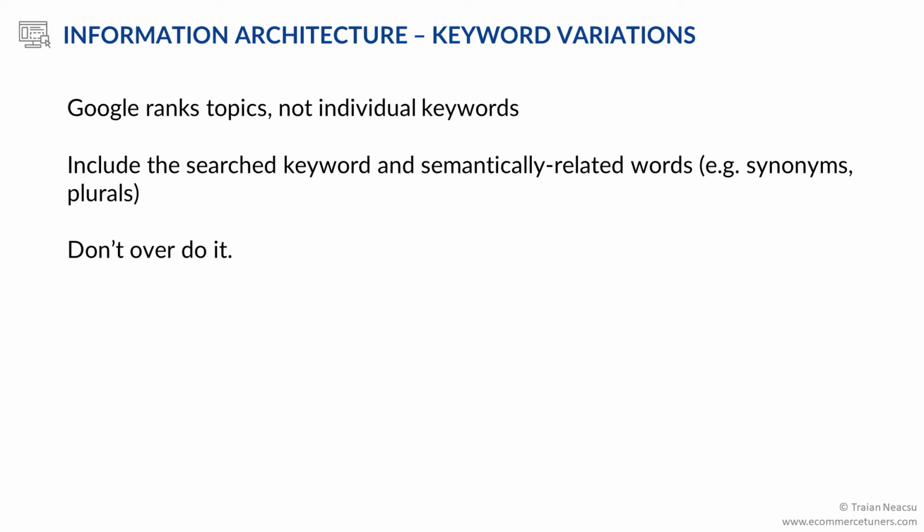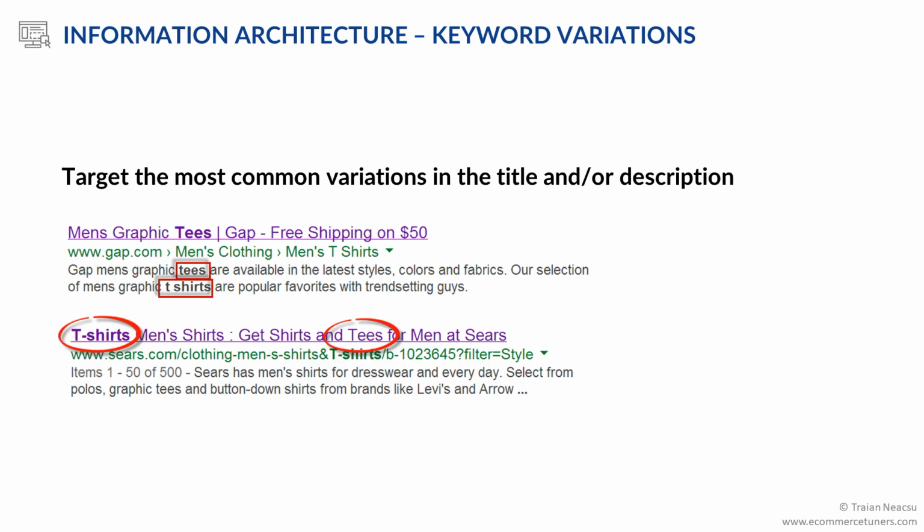Just make sure you're not overdoing it. Including all 20, 30, or 50 possible variations of a keyword on a single page is spammy. So here are some ideas for you to consider. Target the most common variations in the title or description. You can see how Gap targets keyword variations in the description, while Sears uses the title tag to target the same.